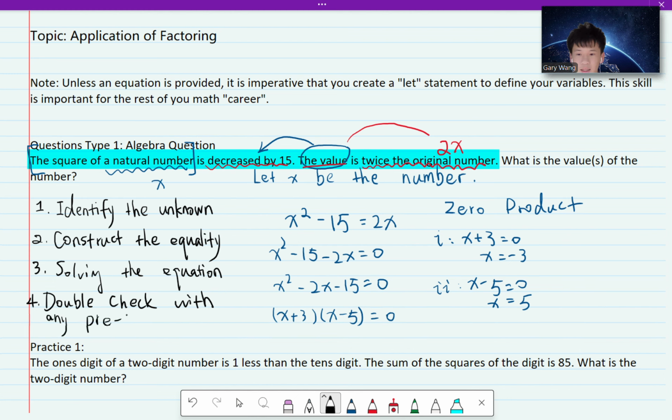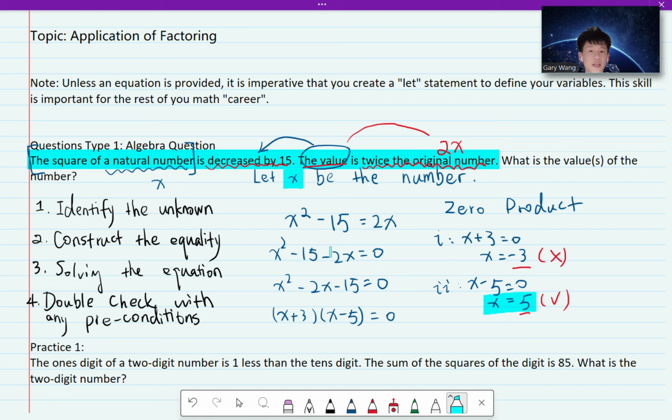We can see that in the question it says this number is a natural number. So, is negative 3 a natural number? It is not. Is 5 a natural number? Yes, it is. So the final answer to this question would be that the original number is 5. Because x, as we declared at the very beginning of the question, is the number that we are looking for. So 5 would be the answer.